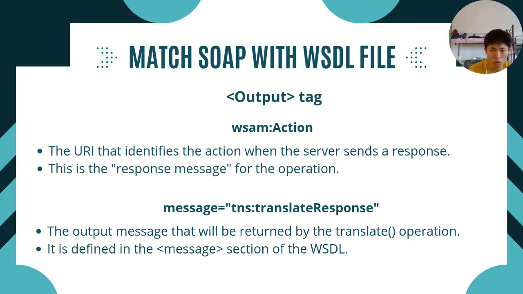For the output tag, wsam:Action is the URI that identifies the action where the server sends a response. This is the response message for the operation. Message equal to tns:translateResponse refers to the output message that will be returned by the translate operation. It is defined in the message section of the WSDL.